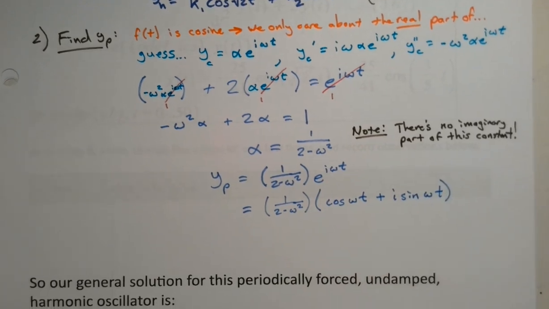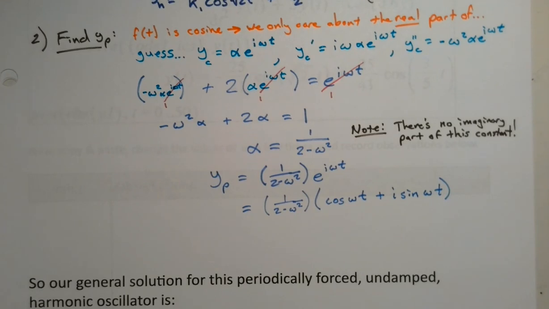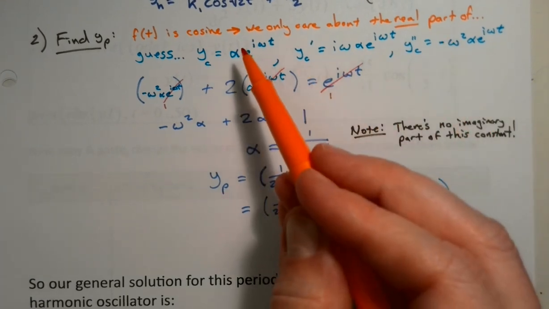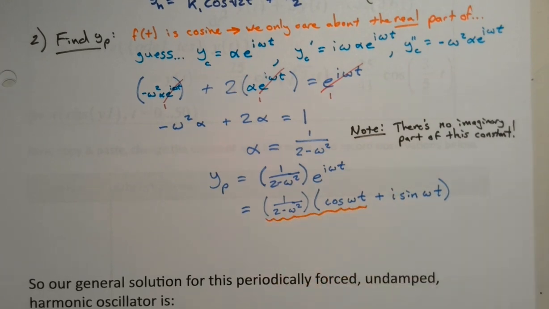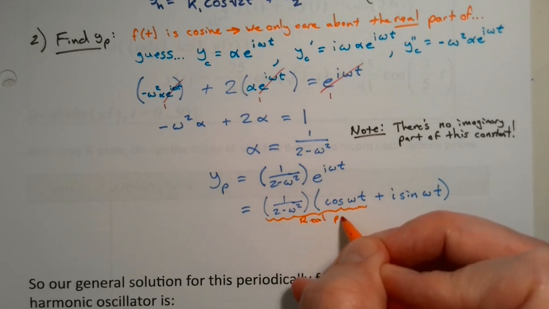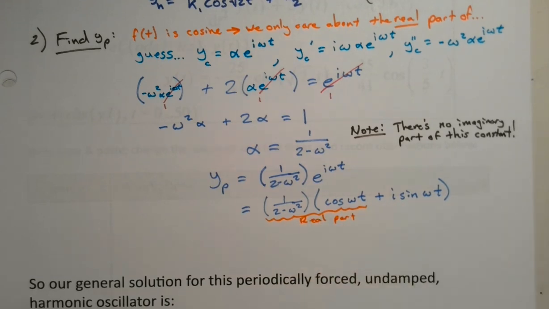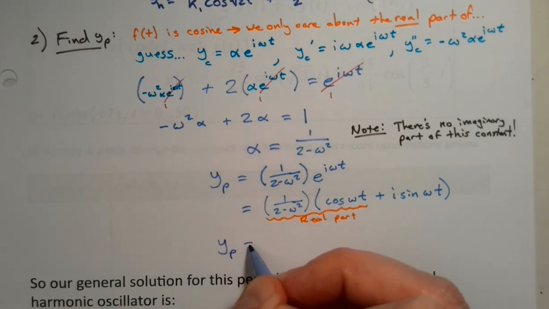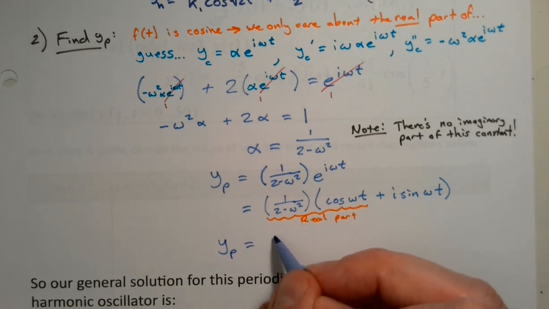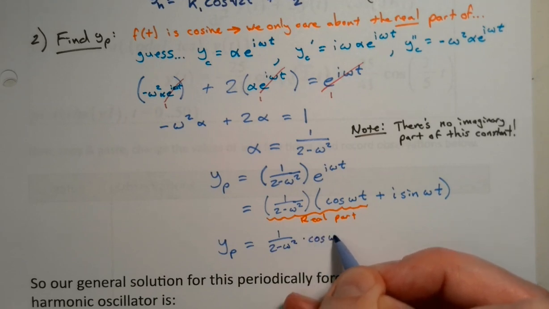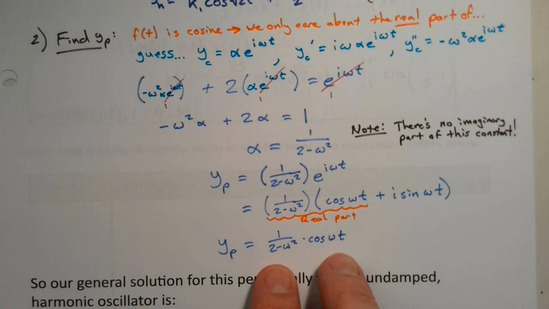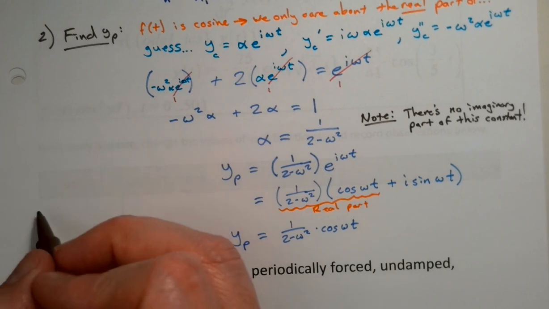And so remember, we only care about the real part because our forcing function is cosine. So the real part is this thing times my cosine. That's the real part that we care about, because this is the imaginary part over here. So that means that the actual guess, the thing that I would guess, is this guy right here: 1 over 2 minus omega squared times cosine omega t. That's my particular solution. So that means if I do my little combine trick over here, I got to squeeze it in off to the side.